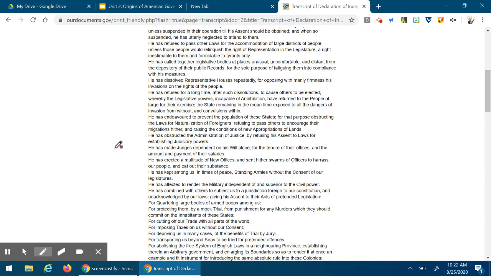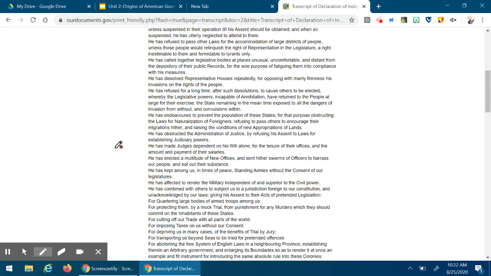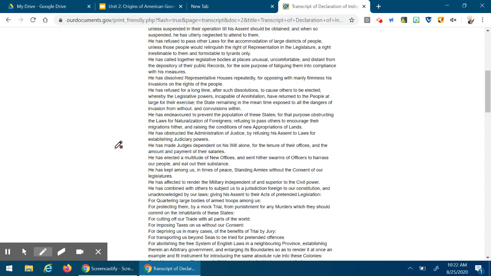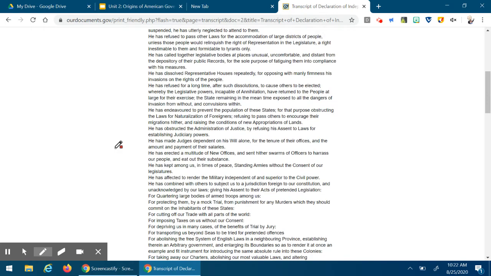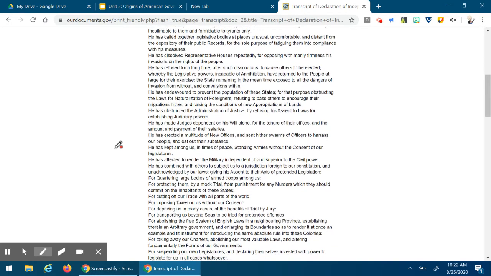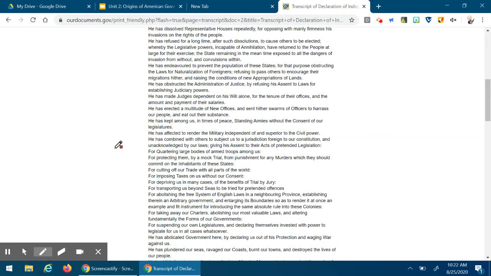And if you remember from eighth grade when you studied American history, you'll definitely recognize what some of these mean. A couple of the larger ones that relate to some of the things we've talked about, like right here, for imposing taxes on us without our consent, for depriving us in many cases of the benefits of trial by jury, and it goes on and on.